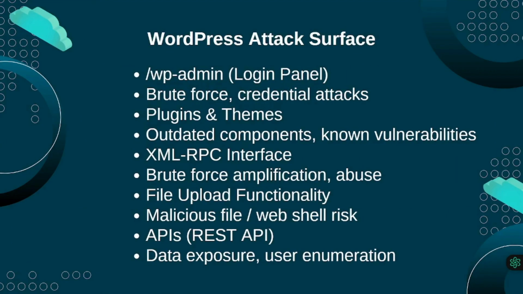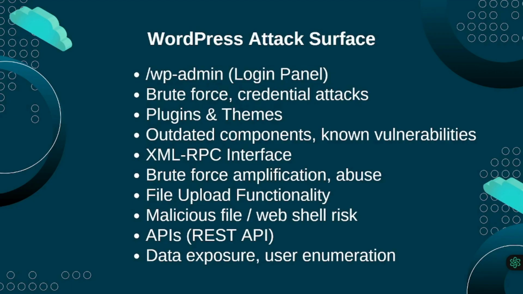Next, the WordPress attack surface. WP admin is the login panel, with brute force and credential attacks. Plugins and themes are outdated components with known vulnerabilities. XML-RPC is an interface open to abuse and brute force amplification. File upload functionality brings malicious files and web shell risk. APIs, REST APIs, bring data exposure and user enumeration. Now, what is an attack surface? An attack surface is all the possible entry points an attacker can interact with, like login pages or plugins. Everything accessible is an attack surface.